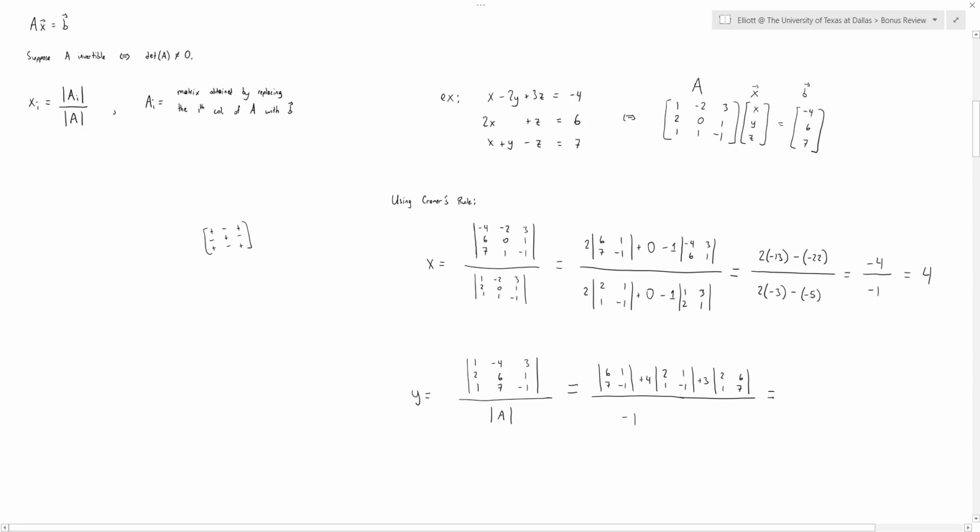So let's work out what we have in the numerator. So we have -13. Next we have a plus 4. Minus 2, minus 1, so -3. Plus 3, and here we have 14 minus 6, so 8. Still all over negative 1. So here this is negative 13 minus 12 is negative 25. Plus 24 is negative 1 over negative 1, so y is equal to positive 1, okay?